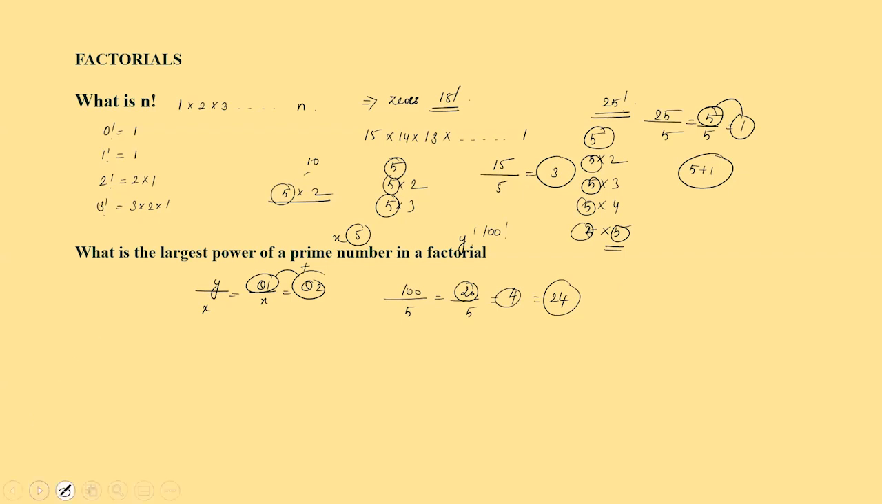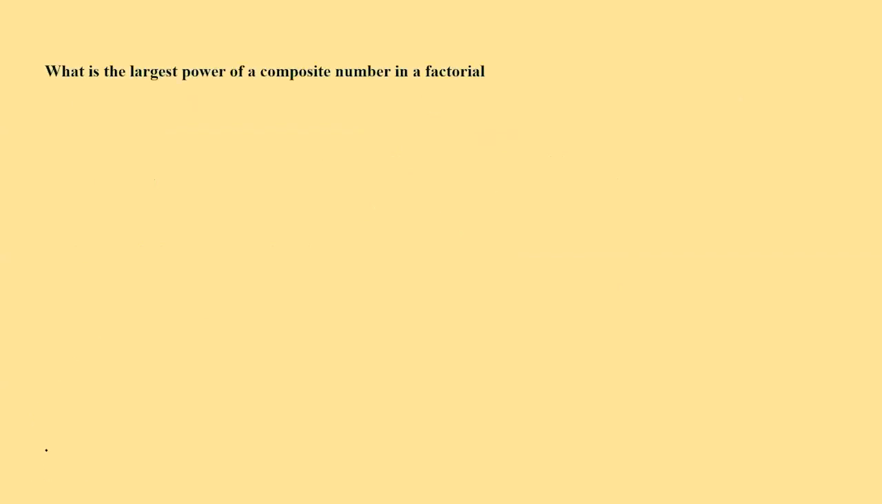Now, if the question is about the largest power of a composite number in a factorial, composite number means like, let's see, 6, 2 into 3. So you have to check the number of 2s and the number of 3s. A pair of a 2 and 3 will give you 6. But I know that 3 is a scarcer one. So I'll check for the number of 3s there. How to check the number of 3s?